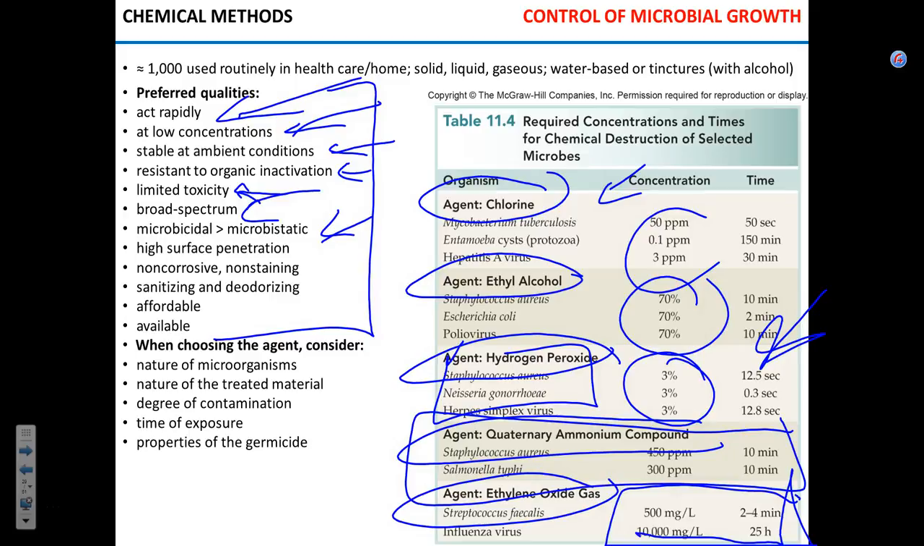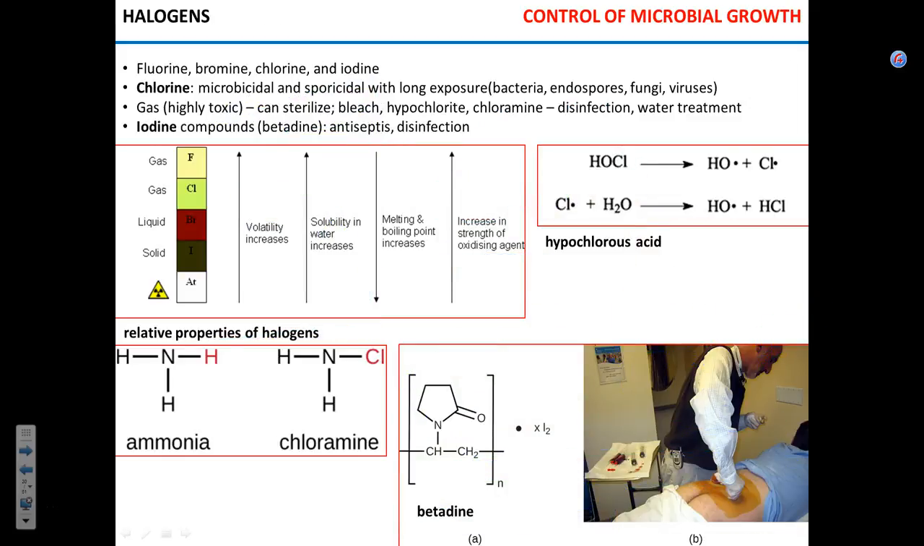Does that make sense? Halogens. We're going to talk halogens and then go for a break. Halogens. Seventh main group of periodic system. Fluorine, chlorine, bromine, iodine. I'm not talking about astatine. Not interested. Fluorine. Nobody uses fluorine. I mean, you're going to find it in the toothpaste, but it's not a pure gas. It's an ion.